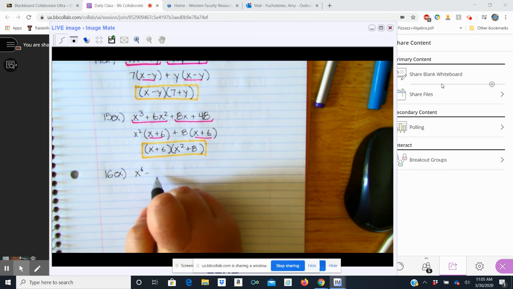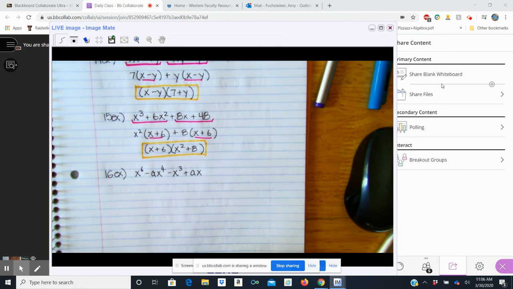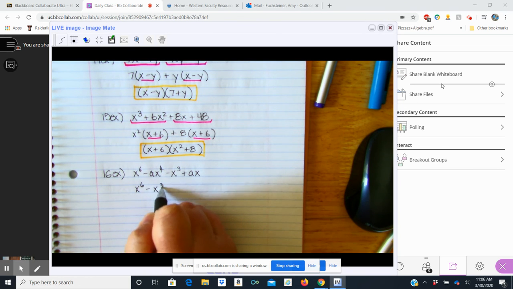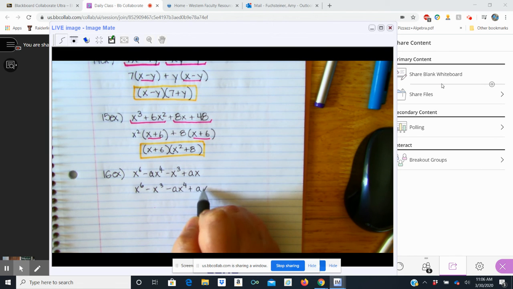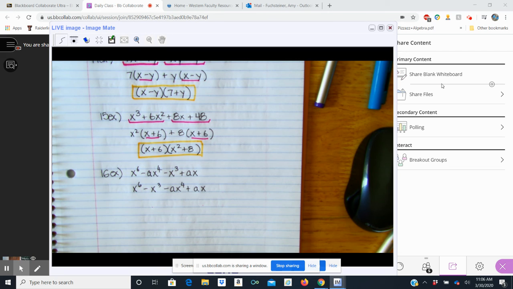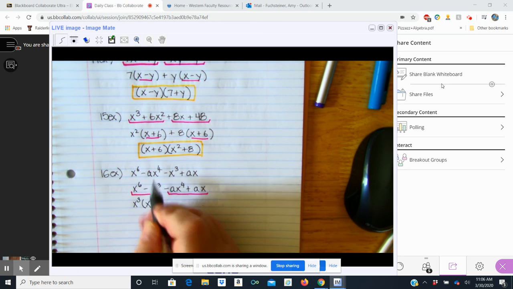All right, 16, we've got x to the 6th minus ax to the 4th minus x to the 3rd plus ax. Here's one where I might rearrange, right? I might rearrange this one to put my a's together. Not saying you have to, I'm saying you could. Then out of the first two terms, I'm going to pull an x to the 3rd. That's going to leave me with an x to the 3rd minus 1.